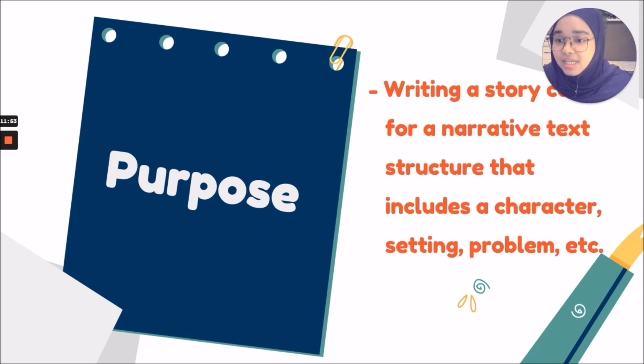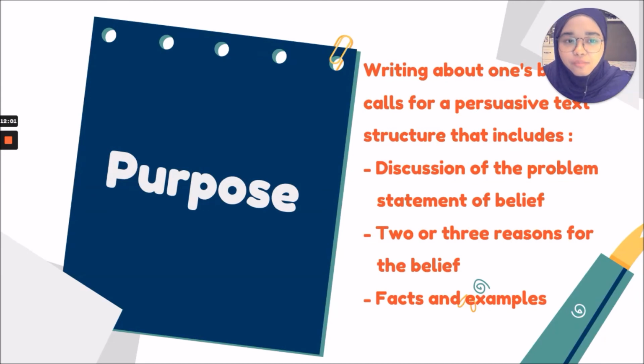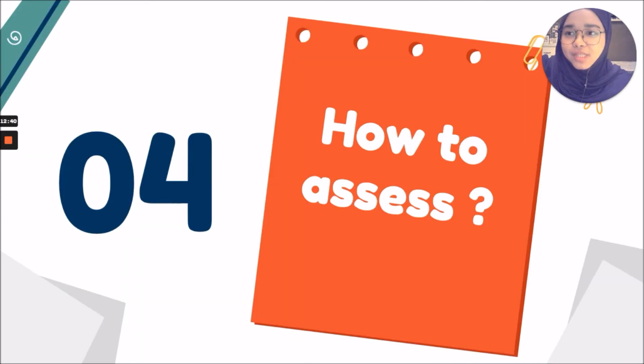So writing a story calls for a narrative text structure that includes a character, setting, and problem. So writing about one's beliefs calls for a persuasive text structure that includes discussion of the problems, statement of belief, 2 or 3 reasons for the belief, facts, and examples that support the reasons. So the last one for this lesson is how to assess.